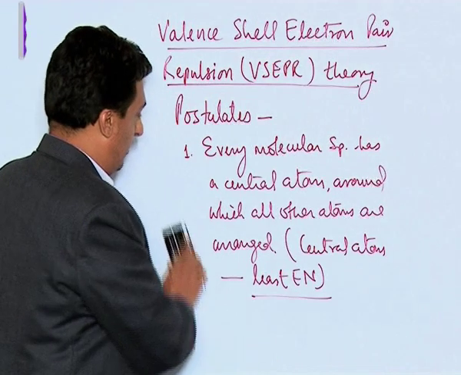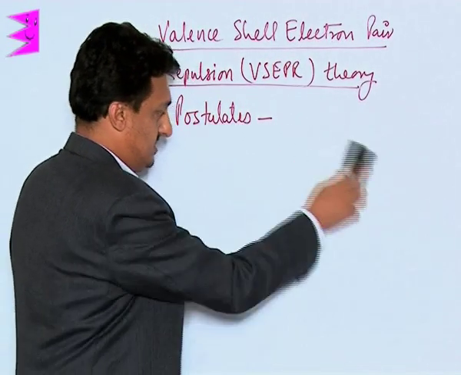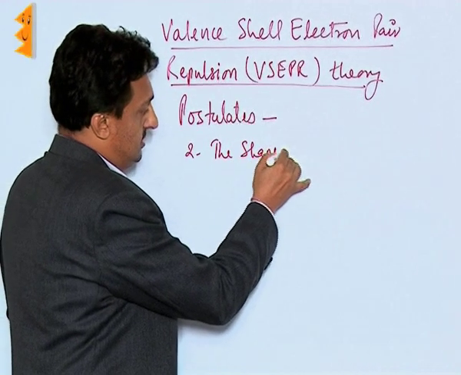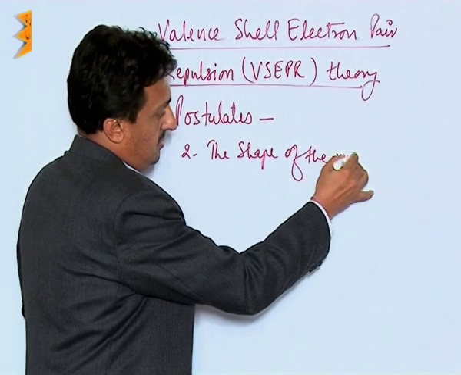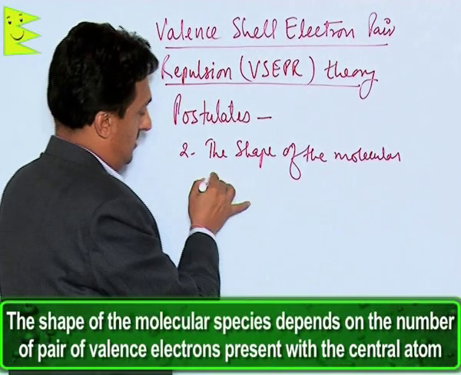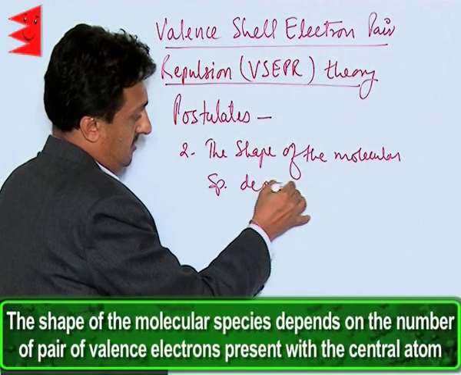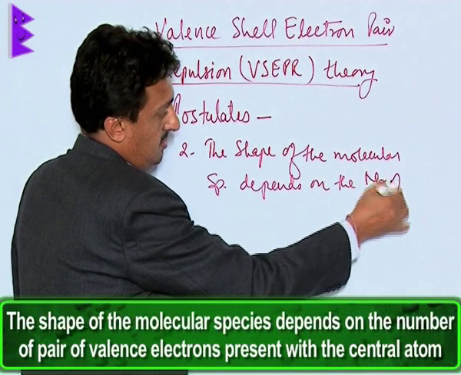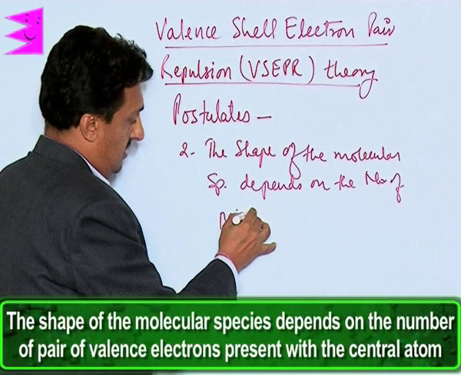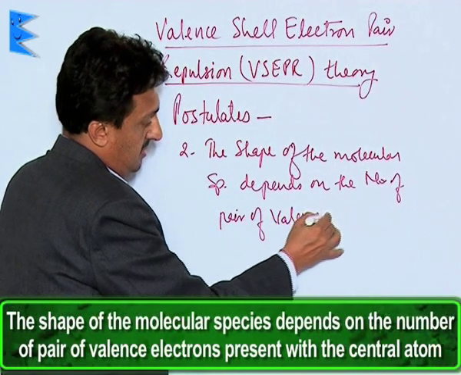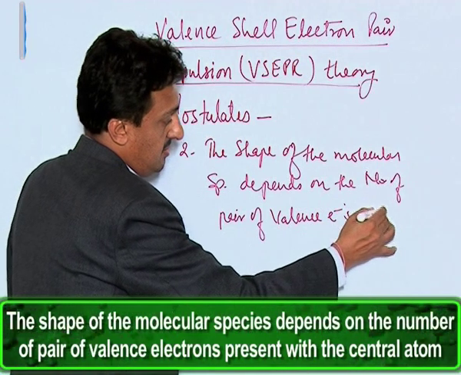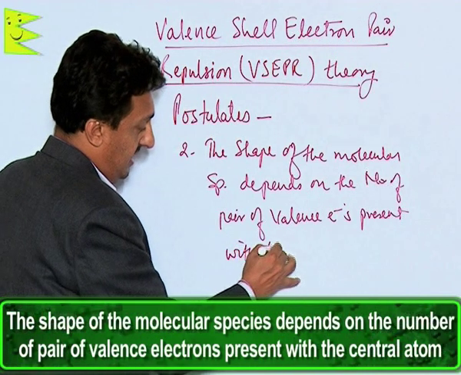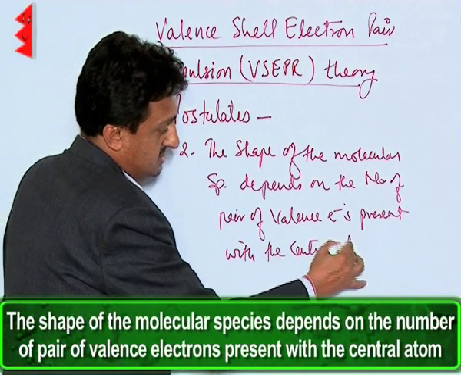Now, second postulate: the shape of the molecular species depends on the number of pairs of valence electrons present with the central atom.